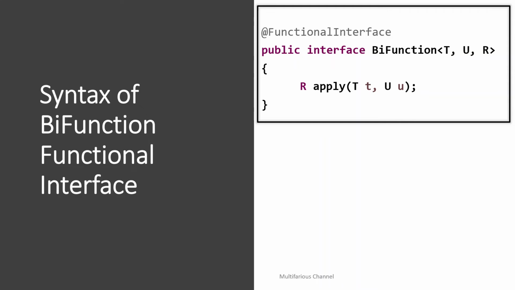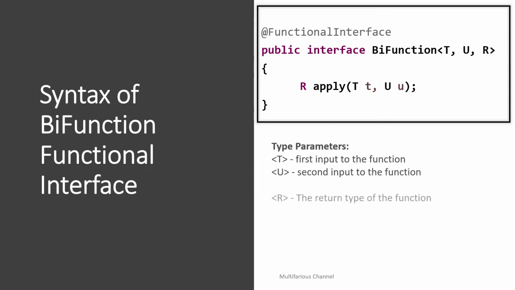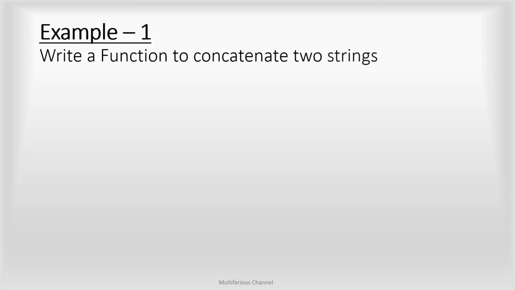However, from its method signature R apply(T, U), it is clear that it takes two input parameters and returns an R type of result. Here T is the first type of input to the BiFunction, U is the second type of input to the BiFunction, and R is the type of result that is returned by the BiFunction. Let's see some examples to understand the BiFunction.